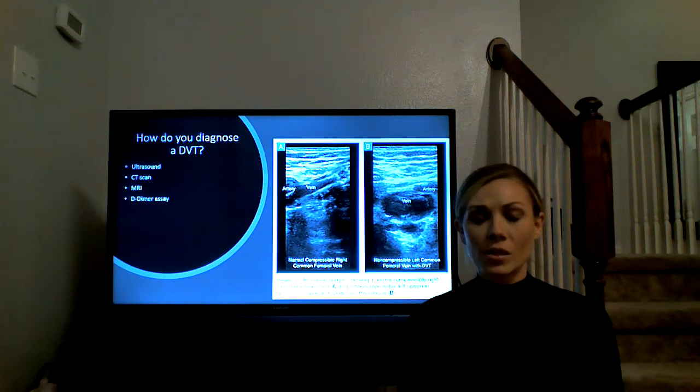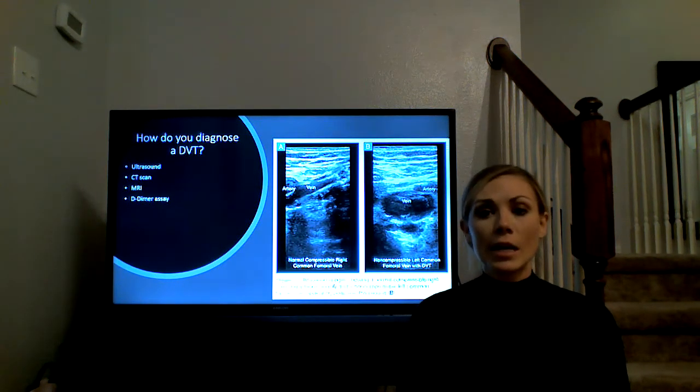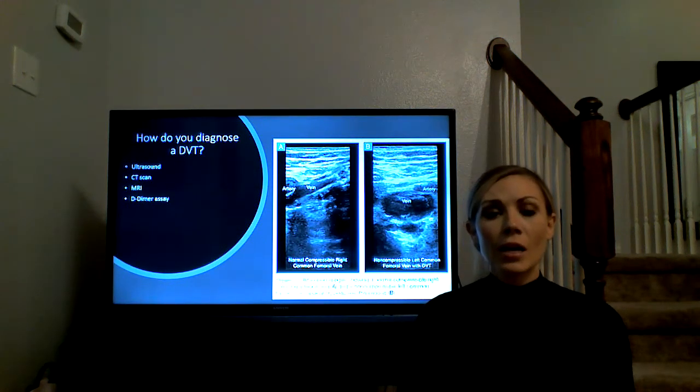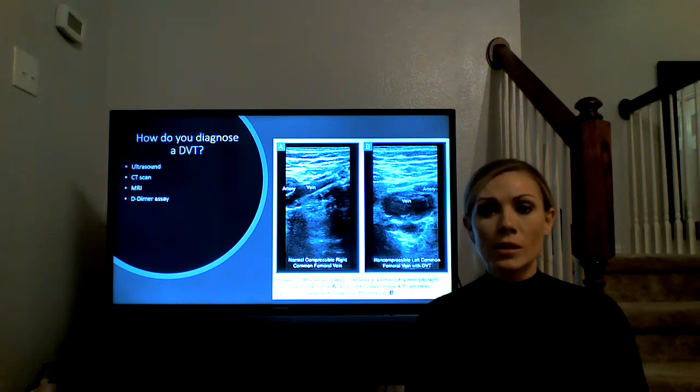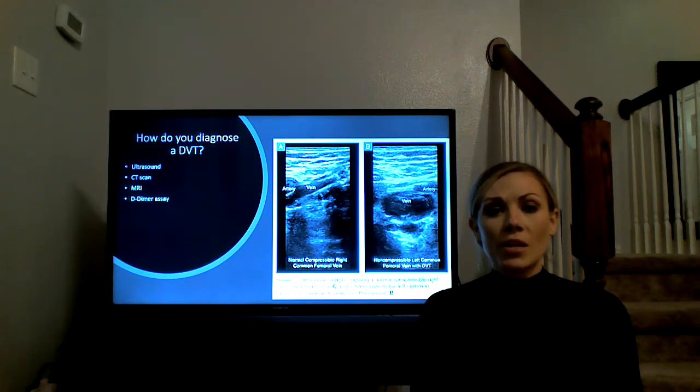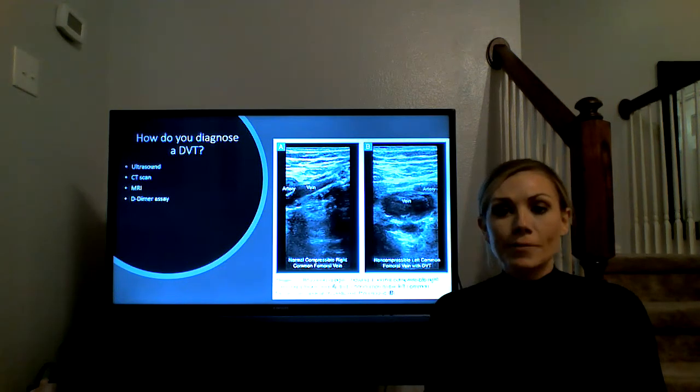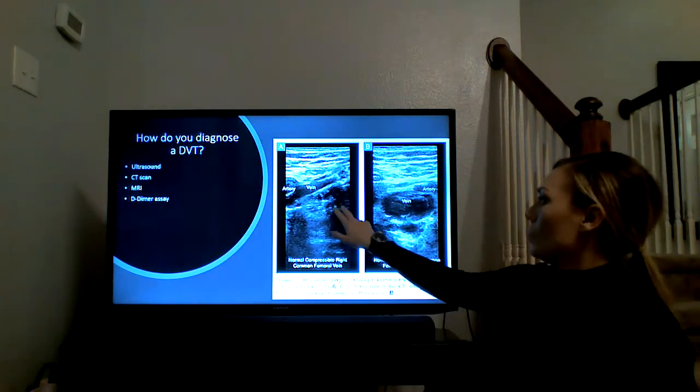So how do you diagnose this? There's a couple different ways you can do this. Any kind of imaging will show you that: MRI and CT scan, especially CT with contrast, so that you can see those visual changes. Something that you can do at the bedside, which is cost effective, and you can see right away, is an ultrasound. So here's an example right here.